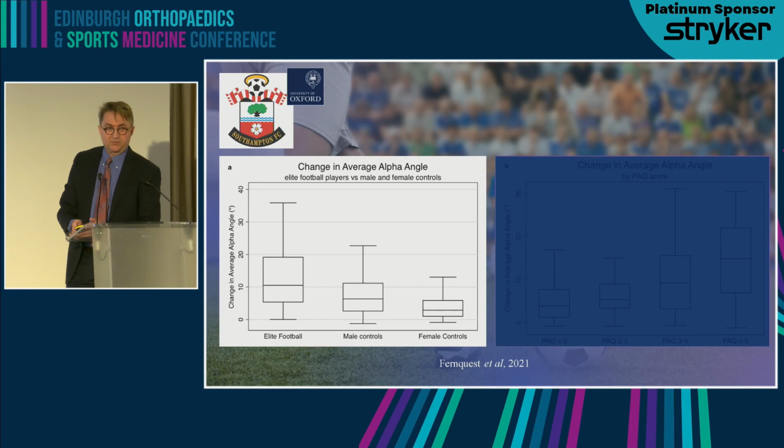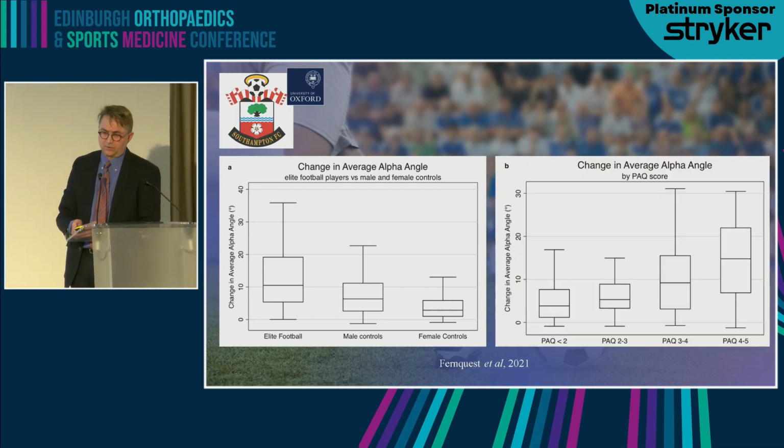And this is the prospective cohort publication by Scott Fernquest of the same data. So over time, the largest difference in alpha angle between baseline and follow-up after 3 years was in the elite football group, and statistically significantly different between the elite football group and the male and female controls. And also for physical activity, measured with the physical activity questionnaire here, the largest difference between baseline and follow-up alpha angle was in the highest physical activity group on your right.